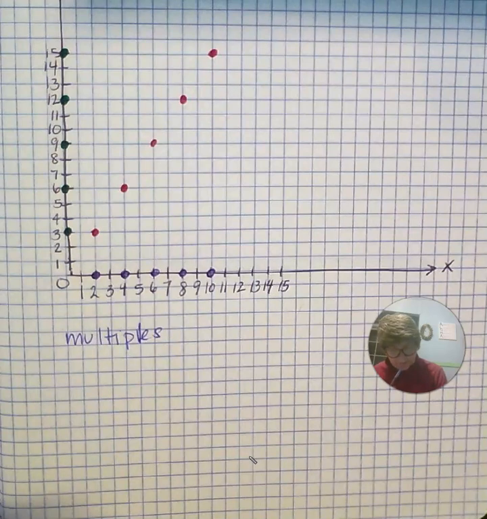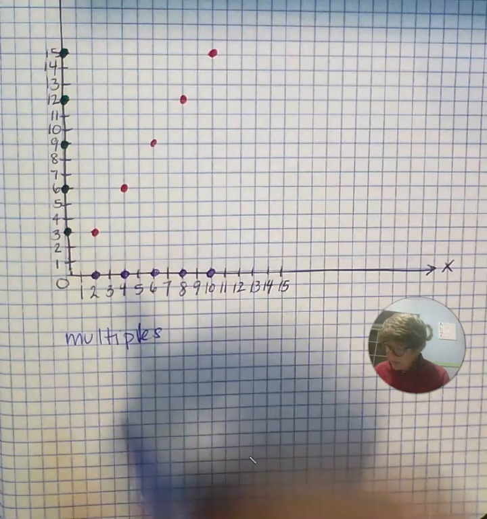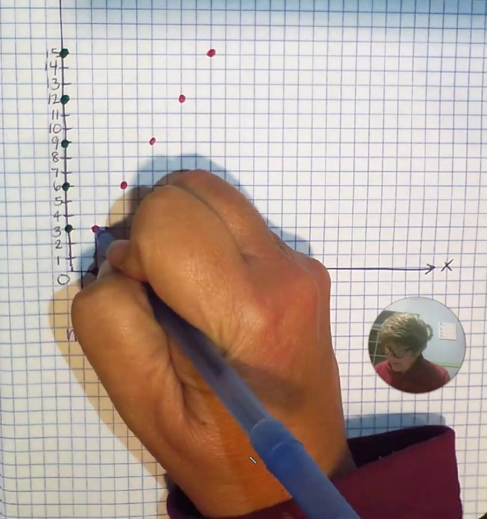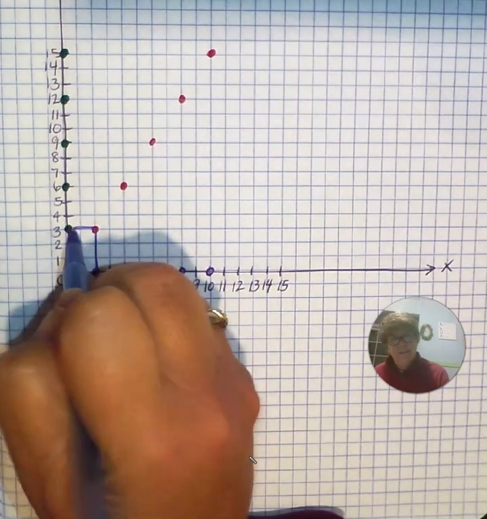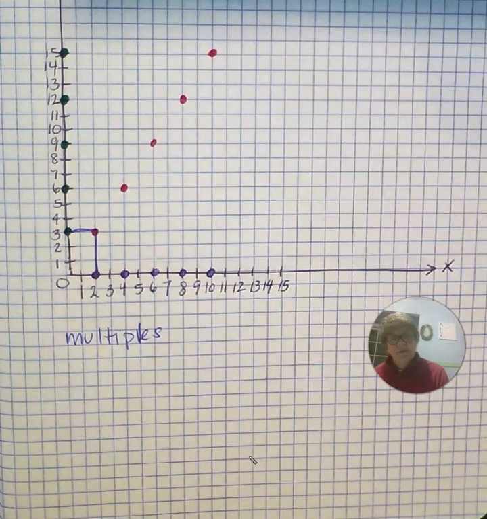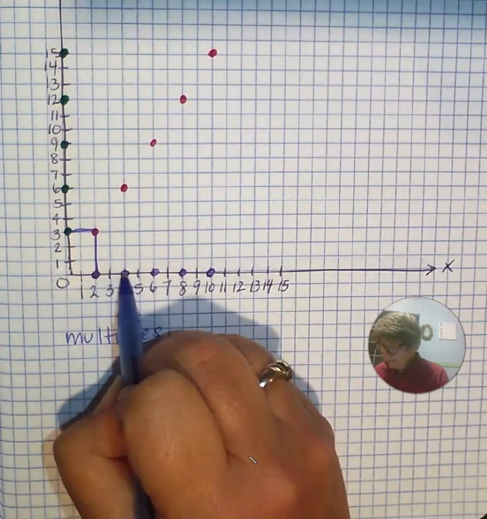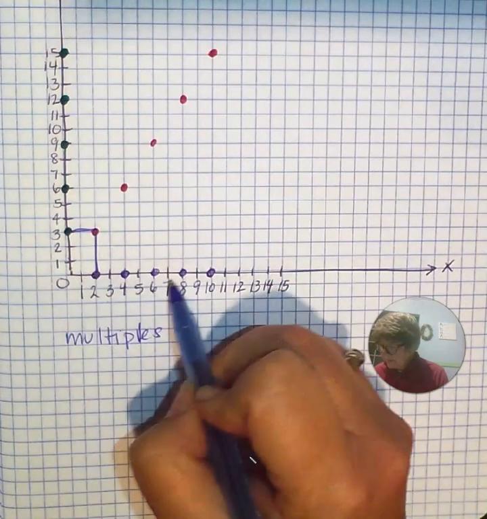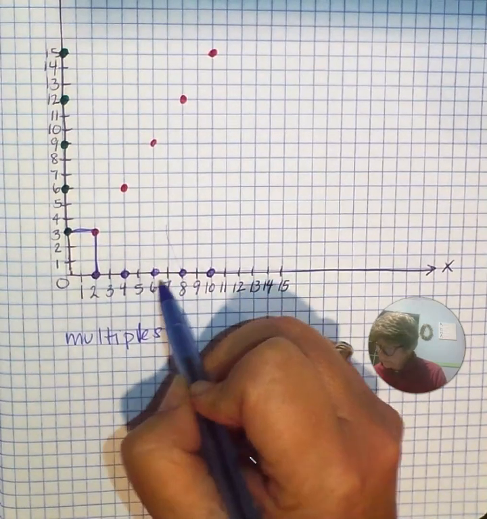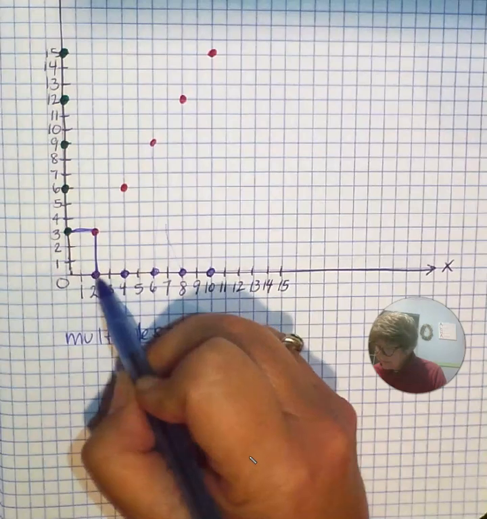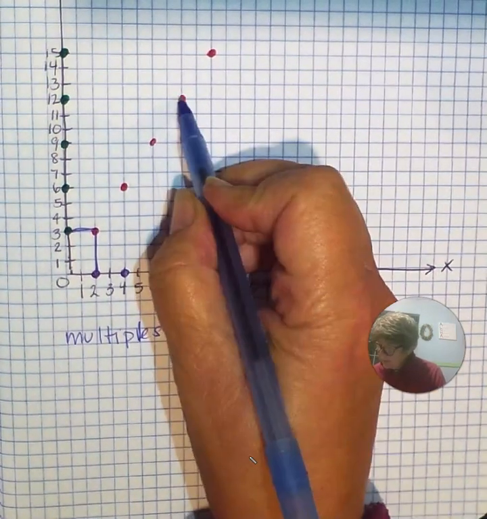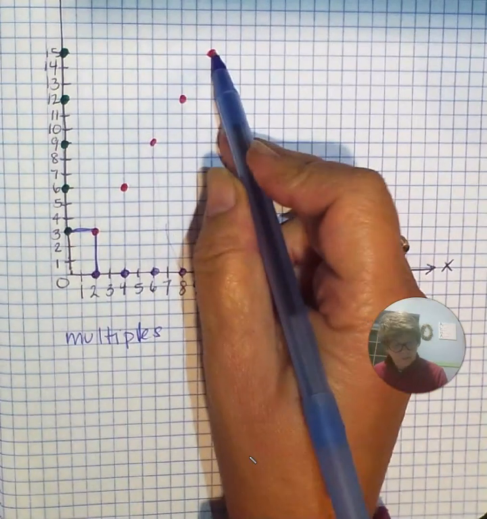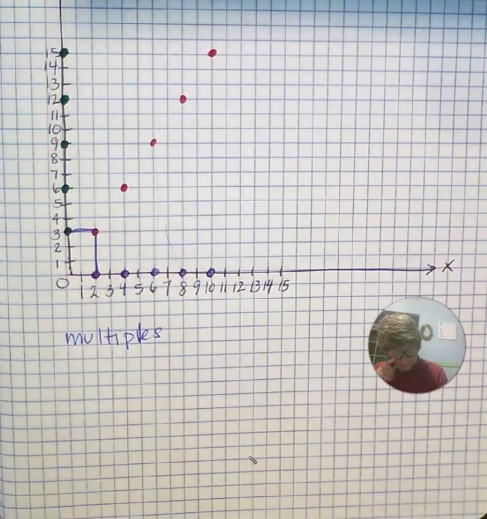What about the red points? Ooh, something interesting about the red points. Did you notice that they have the same x as the blue and the same y as the green? Isn't that an interesting pattern, right? So 4, 6, 6, 9, 8, 12, 10, 15. That is interesting.